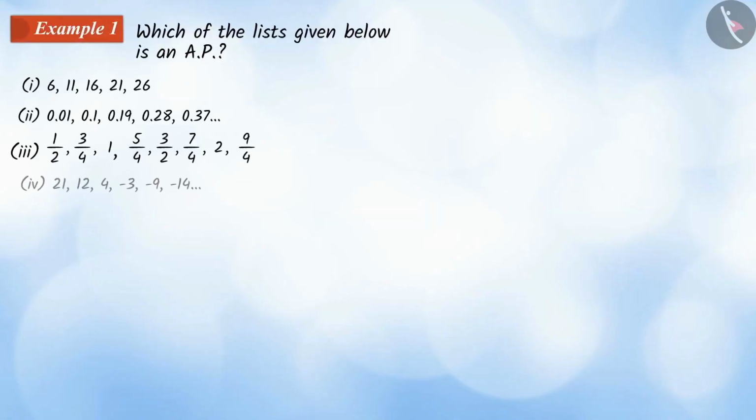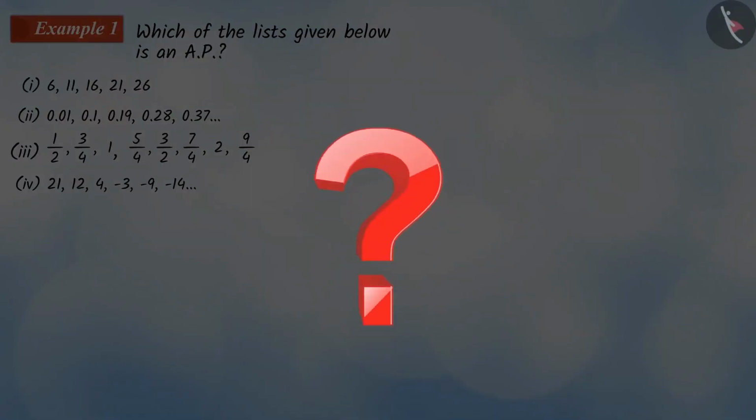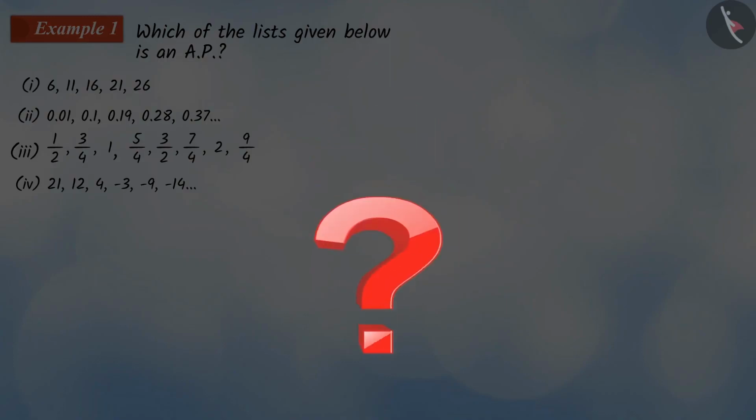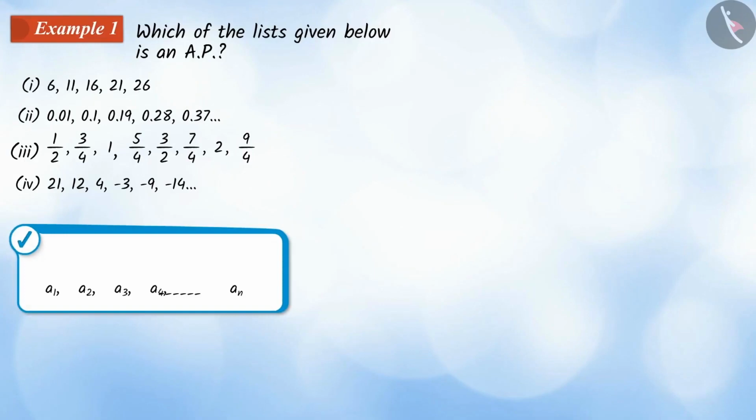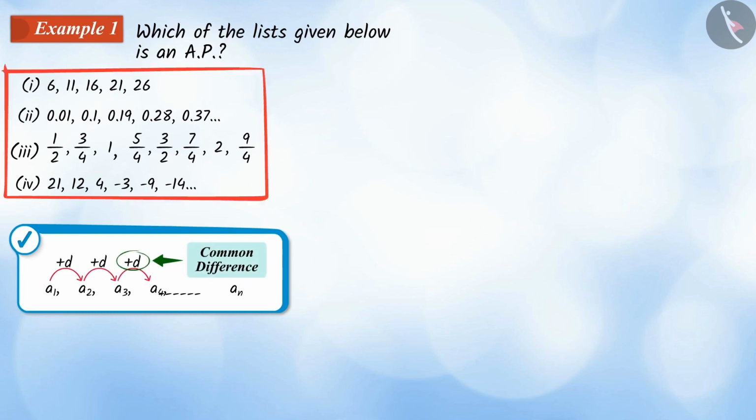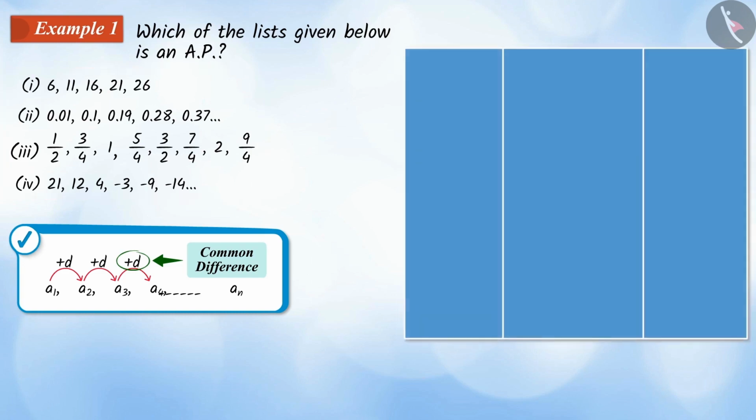Which of the lists given below is an AP? Can you tell how to find this? We learned in the previous video that in an AP, except for the first term, each term is found by adding a certain number, that is, the common difference D to its previous term. Therefore, the list in which any two consecutive terms will have the same difference will be an AP.